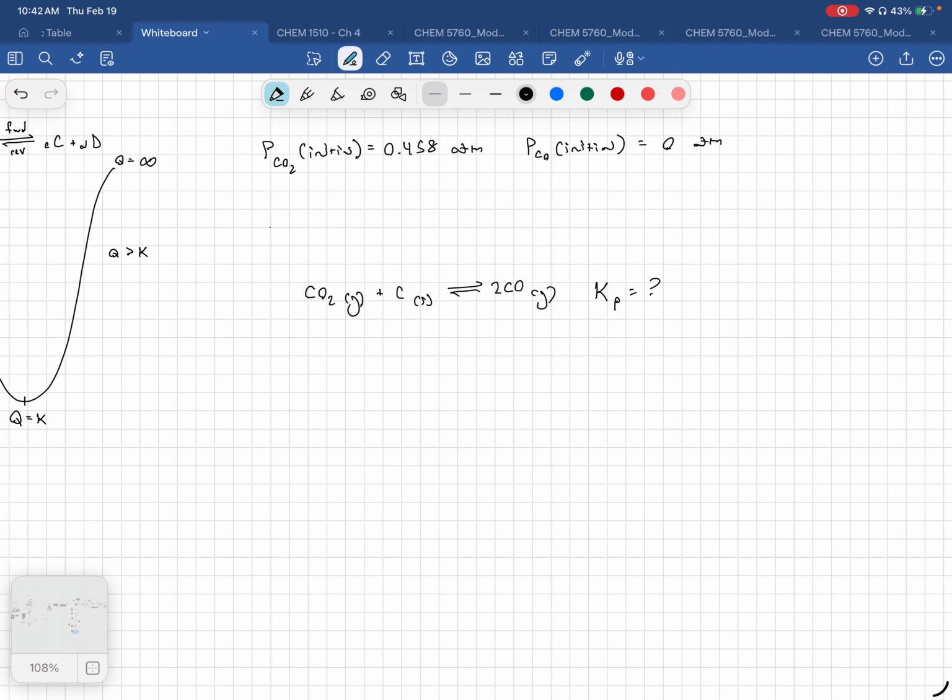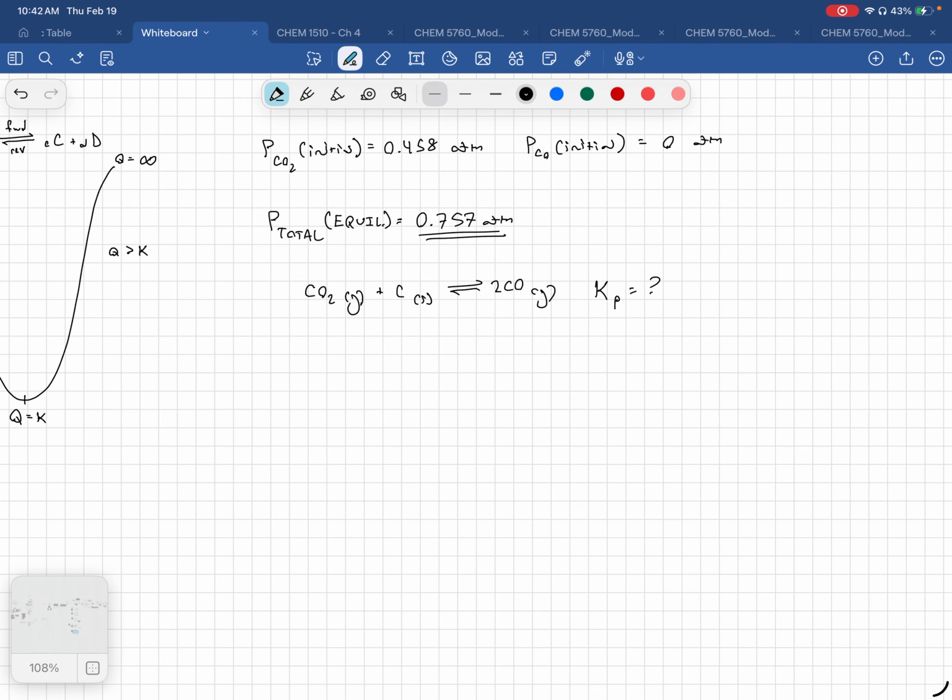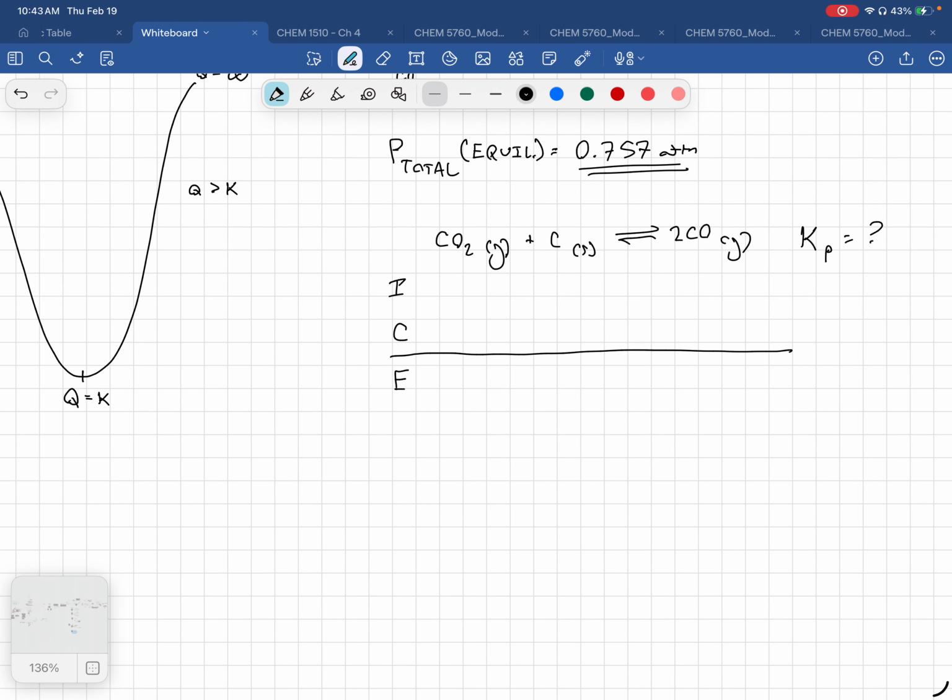We're also told that the total pressure of the system at equilibrium is equal to 0.757 atmospheres. Okay. Note total. So we'll come back to that in a moment. So first off, let's go ahead and set up our ICE table here.